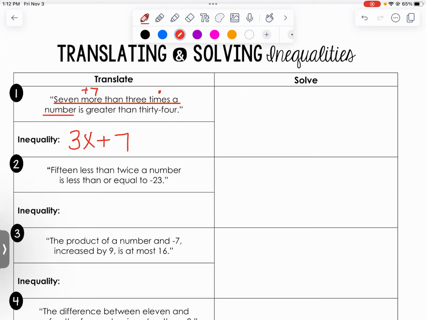Okay. Is greater than. With your fingers, show me which symbol that is greater than. Is it this way or is it this way? Which one? Okay. Is greater than 34. Okay. So that's step 1. Step 1 is we actually have to write the inequality.